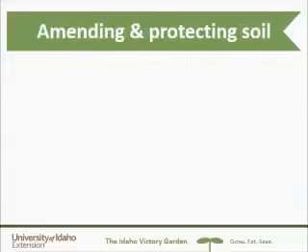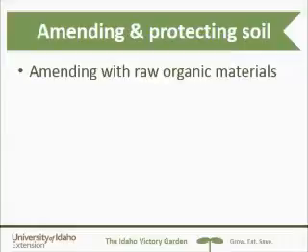Hardly any of us are blessed with the perfect soil, whether it's the perfect soil texture or structure or a soil that is naturally rich in organic matter. So generally we are going to be working as gardeners to make our soil better and then protecting the resource that we have created. So we can amend with raw organic materials. So this is anything from leaf clippings to straw to grass clippings to compost, animal manures from livestock, not pets.